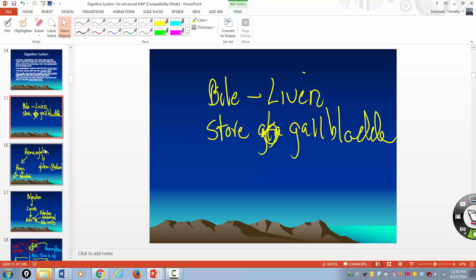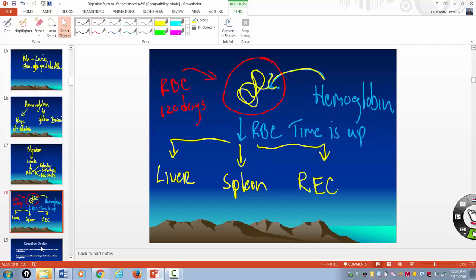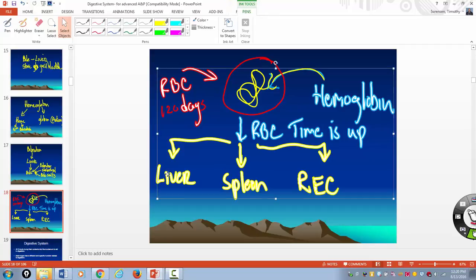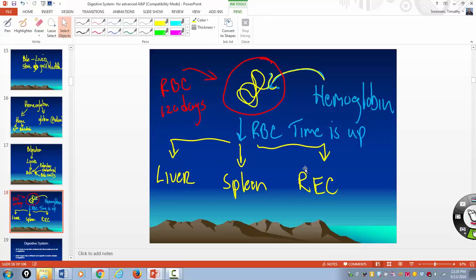And where do you get bile from? You get it from dead red blood cells. So red blood cells live about 120 days, and they have a cell membrane, and most of the components of the red blood cell is hemoglobin. So when the red blood cell membrane ruptures, it's going to reveal the hemoglobin. And red blood cells, when they go to die, they can go to the liver, spleen, or a group of enzymes located in the capillaries called the reticuloendothelial complex. Basically, they destroy the red blood cell, they rupture the red blood cell, and they reveal the hemoglobin.